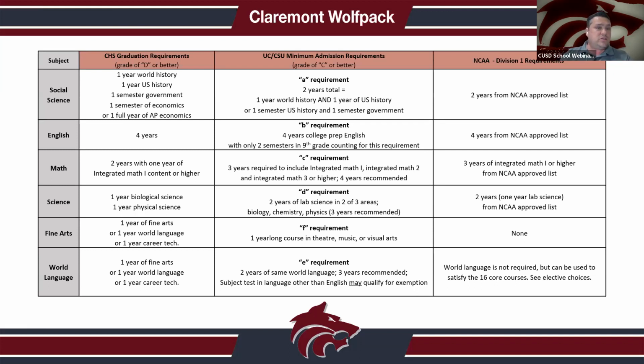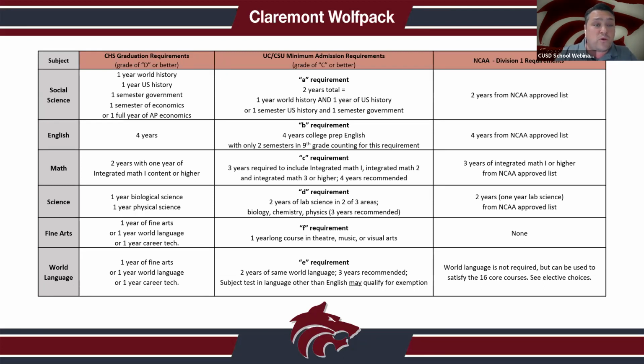In social science, to graduate, you need a year of world history, a year of US history, 1 semester of government, and 1 semester of econ. Next year, as a sophomore, you will start world history, junior year for US history, and gov and econ in your senior year. For the UCs and the NCAA, it is 2 years, world history and US history.